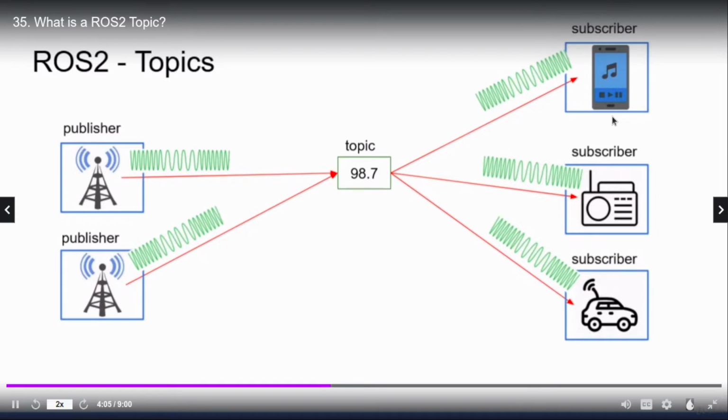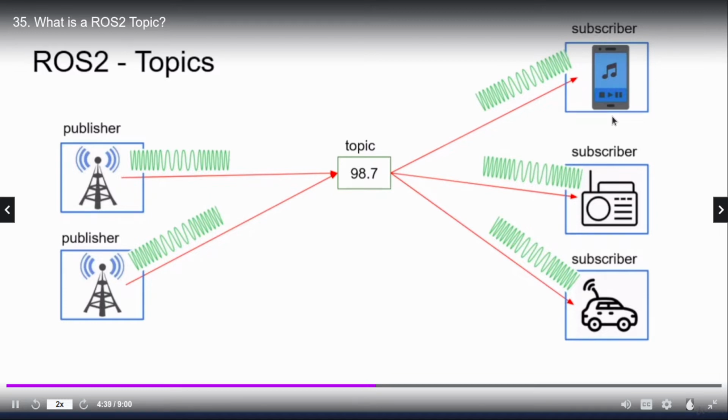And as you can guess, a subscriber is not aware of the other subscribers and is not aware of who is publishing the data. It only knows it is receiving data from the 98.7 topic. On the publisher side, the publisher is not aware of the other publishers on the topic and is not aware of who is receiving the data. It only publishes data on the topic, and that's it.